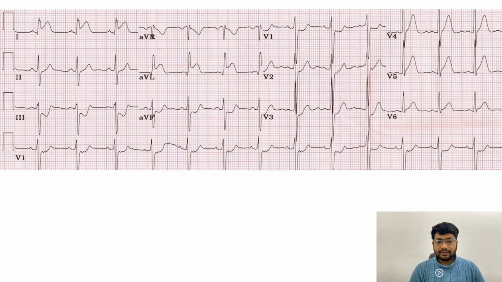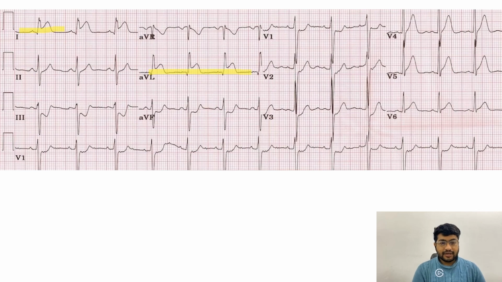So here we have our lead one. First, we should look at this block. This is almost 10 small blocks. So we have a 10 millimeter per millivolt ECG. This is our lead one, which has ST segment elevation. The contiguous lead for that is AVL. We have ST segment elevations here.